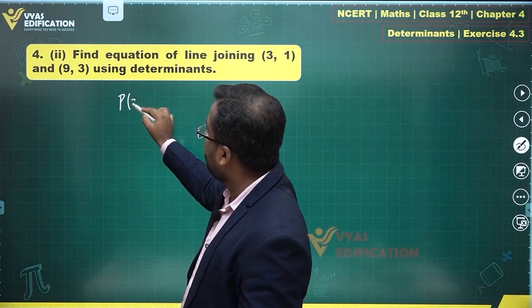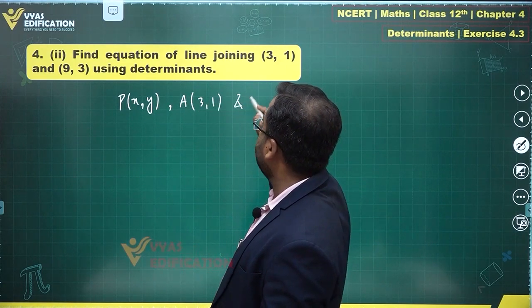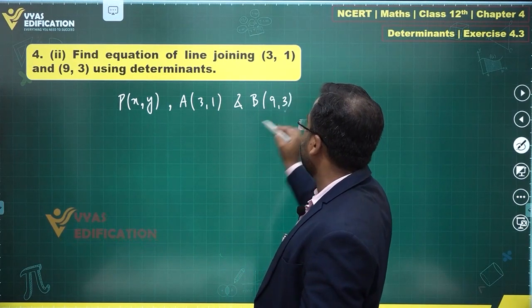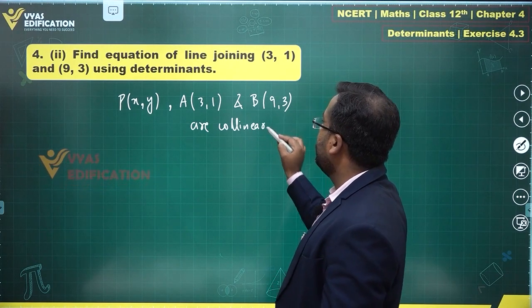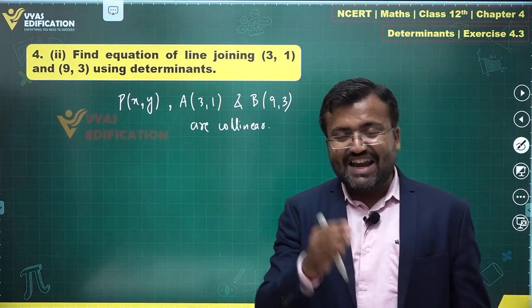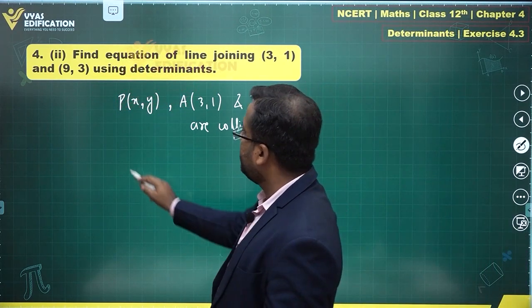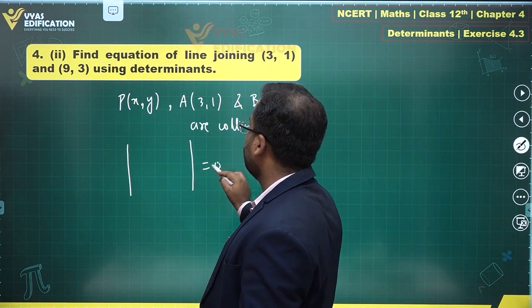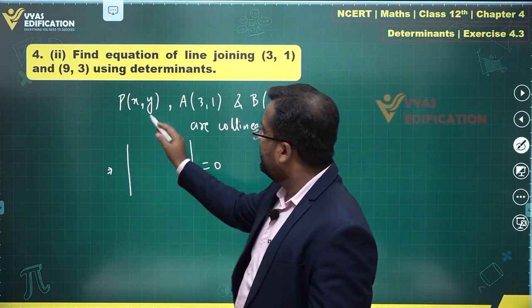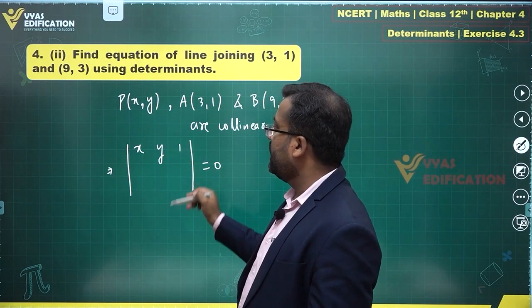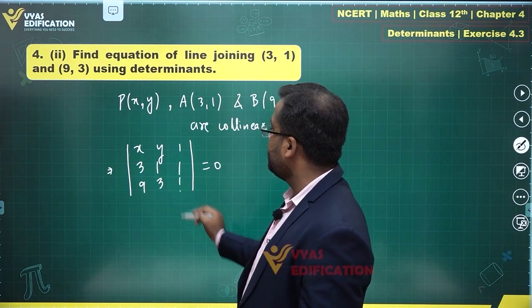So P(x, y), A(3, 1) and B(9, 3) are collinear. That's the condition that I need to apply, and on applying this condition, the determinant value is equal to 0. Area equals 0, which implies half times the determinant, or you can say the determinant is equal to 0. The determinant is formed using these points. Let's write x, y, 1, then 3, 1, 1, and 9, 3, 1.